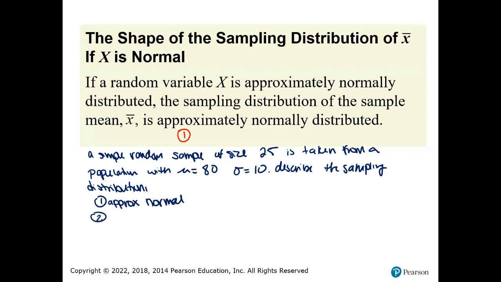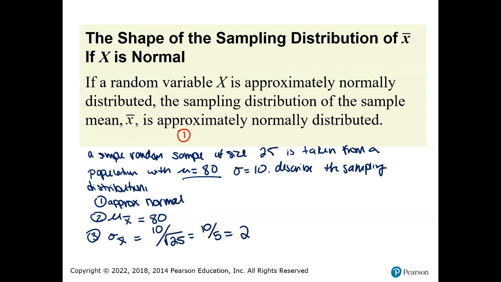Step 2 is going to be mean of the sample. Mean of the population is 80, and the mean of the sample, so mu of x bar, is also 80. Okay, so that is the second thing that you are going to write. The third thing you're going to do is calculate the standard deviation of the sample, which takes the population standard deviation of 10, dividing by the square root of 25. Square root of 25 is 5. So 10 divided by 5 is 2.